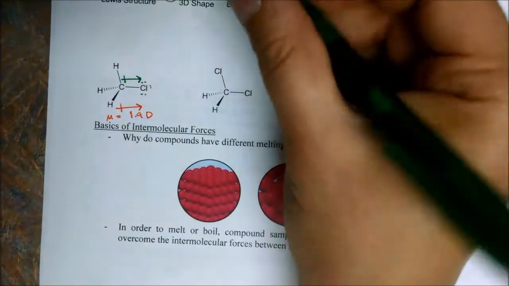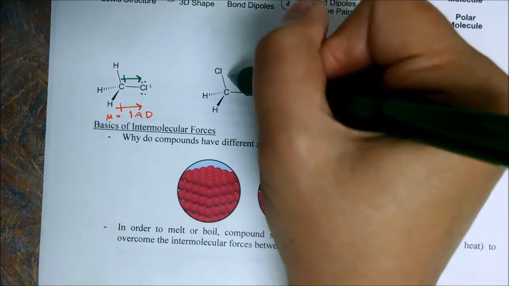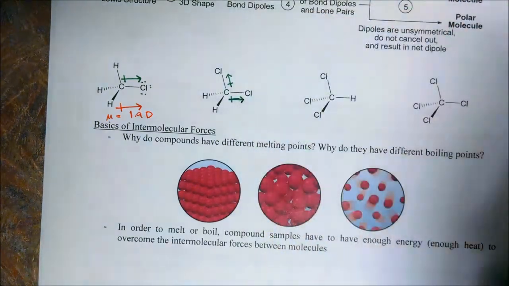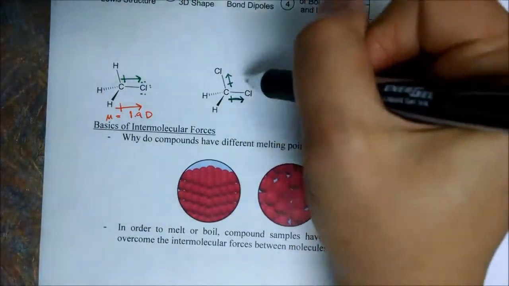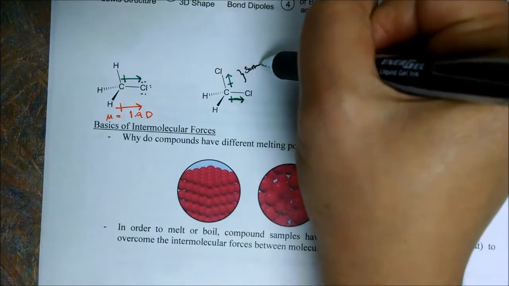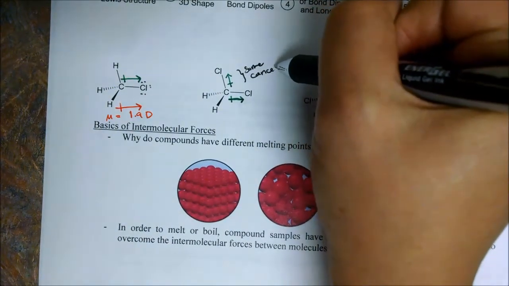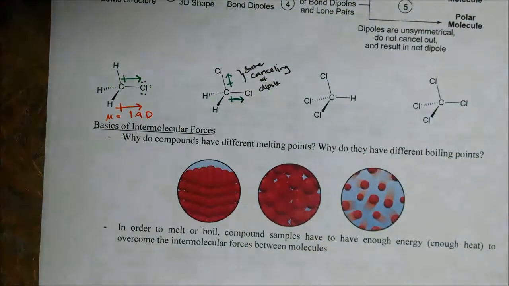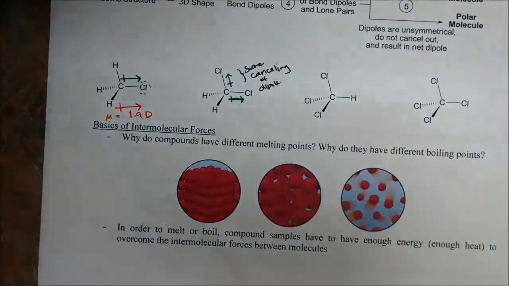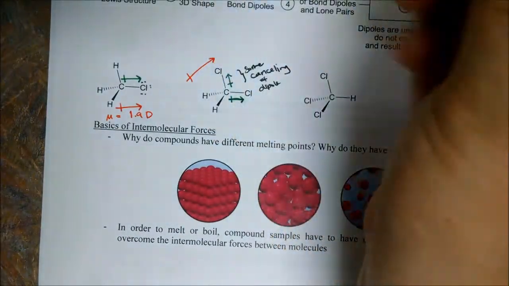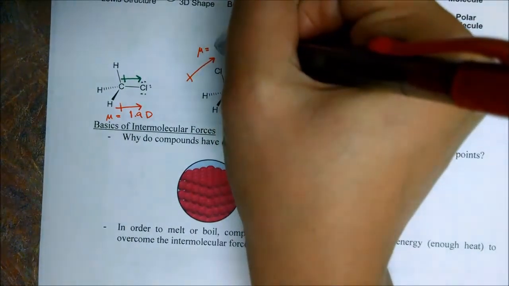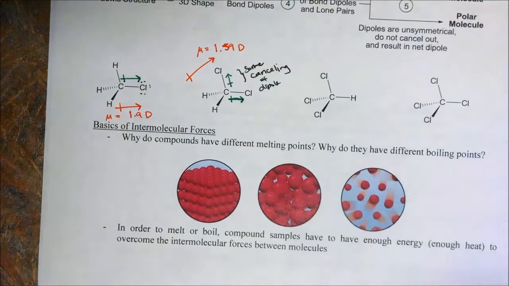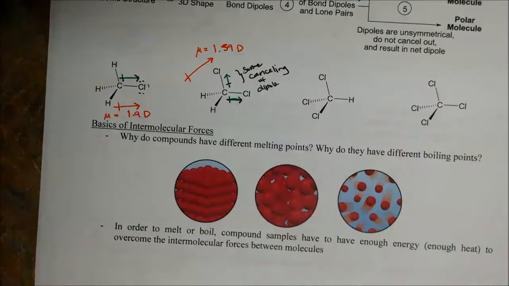Here, as we increase our number of chlorines on carbon, if we draw our individual bond dipoles, we can see that we get some canceling here. It's being pulled this way and this way. So there's some canceling of the dipole. We still have an overall dipole, but the mu here is less, 1.59 debyes. That's because of that canceling out of the polarity.